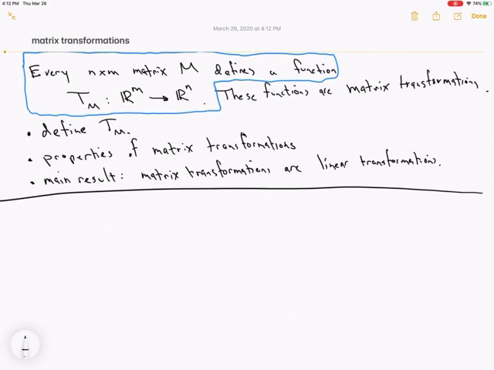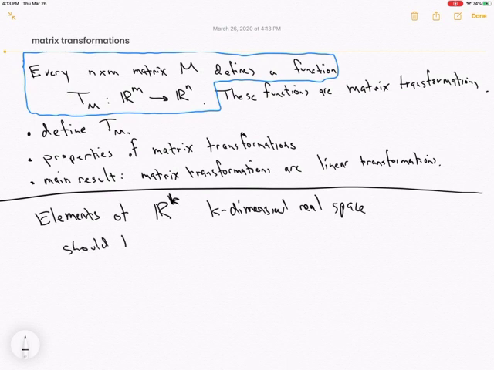So the first thing we need to understand is that elements of Rk in general, by which we mean k-dimensional real space, should be represented as column matrices, or column vectors. It's the same thing.